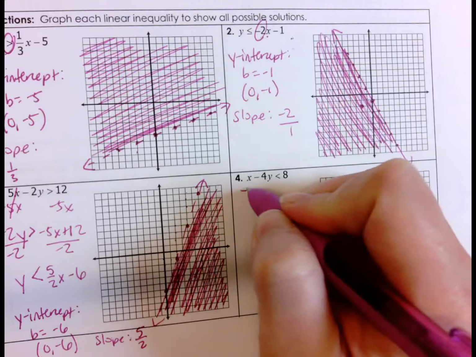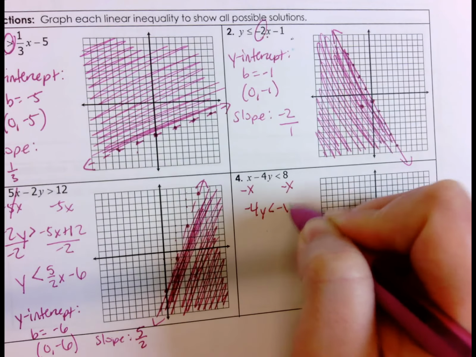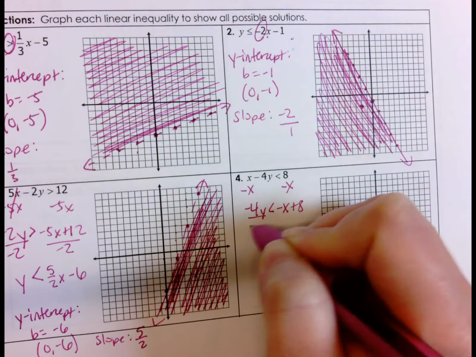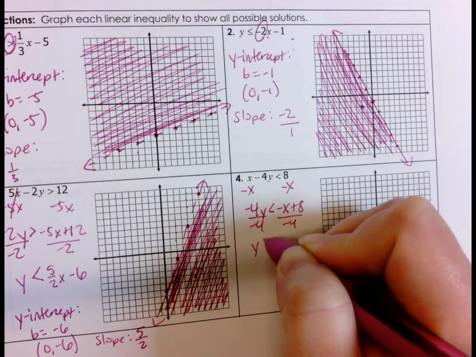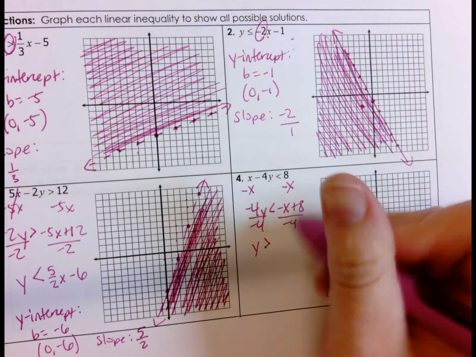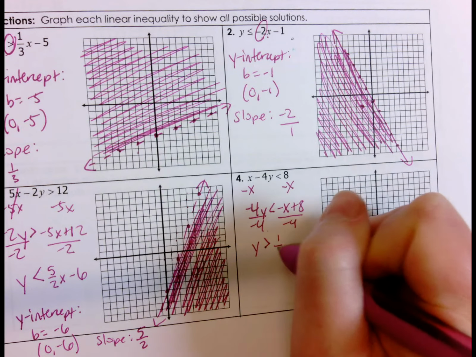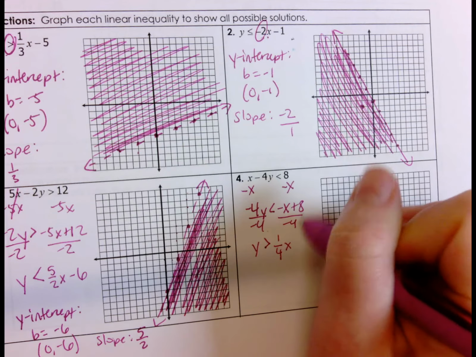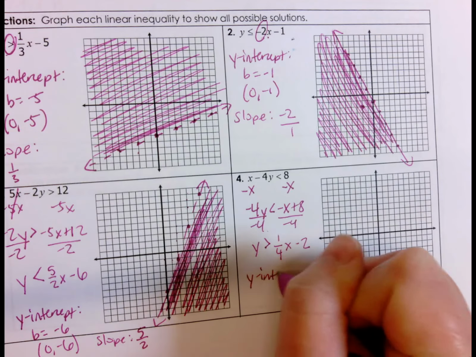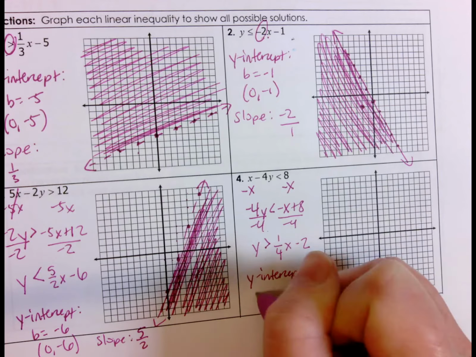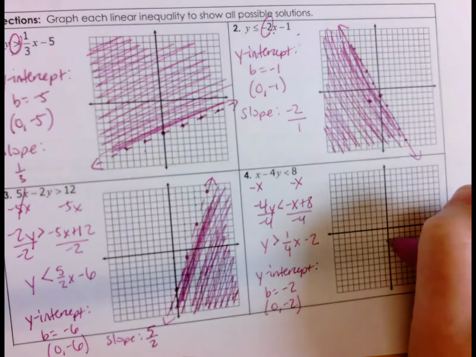So on this one, I'm going to get y by itself again, so I'm going to have -4y is less than -x plus 8. Then I'm going to divide by -4. And when I divide by that negative, remember I flip that sign again. And so I'm going to flip it, and now I have -1 over -4, which is +1/4 x, and 8 divided by -4, which is -2. And so my y-intercept here is going to be -2. So (0, -2) is going to be my starting point.